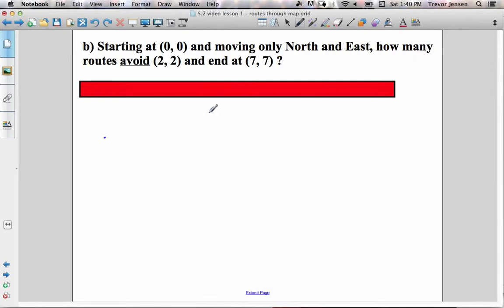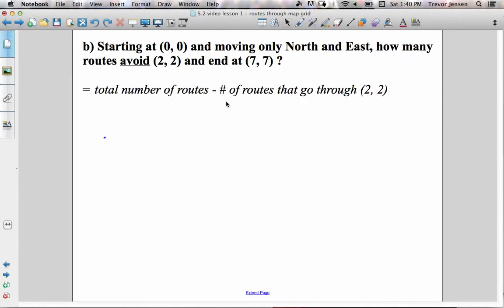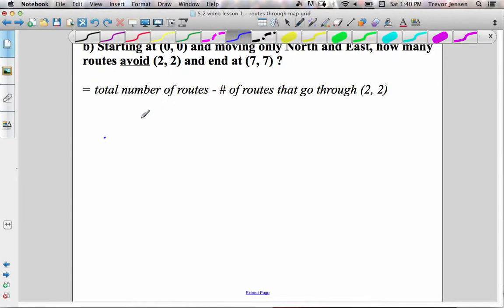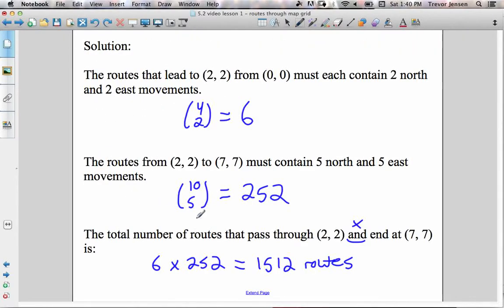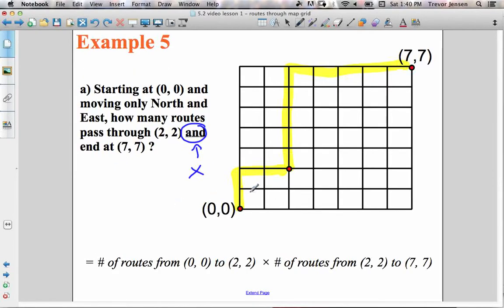So what we're going to have to do is figure out how many routes go from (0,0) to (7,7), and then subtract the ones that go through (2,2). That will tell us how many routes avoid (2,2). So first, we haven't figured out the total number of routes yet. So total number of routes from (0,0) to (7,7).